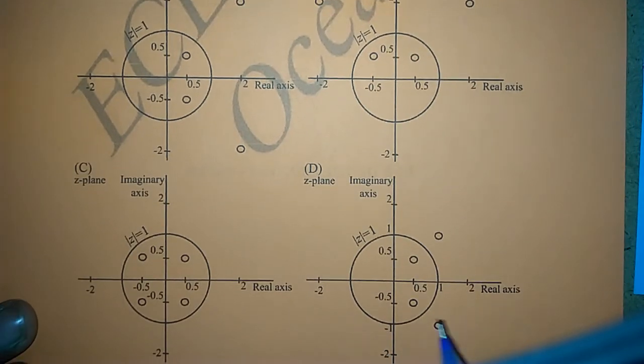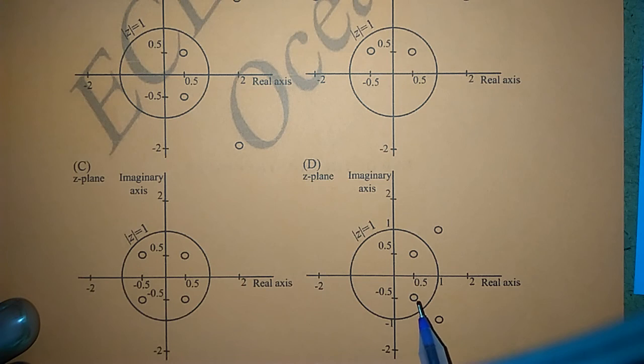option D, here this point represents 0.5 plus 0.5 j, and this point represents 0.5 minus 0.5 j, and this point represents 1 plus 1 j, and this point represents 1 minus 1 j. So option D is the correct answer for the given question.